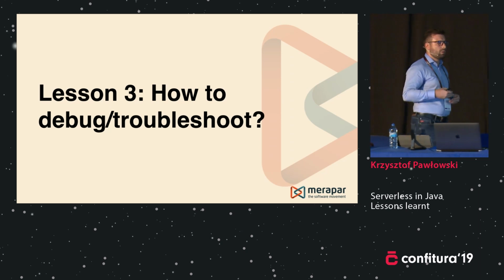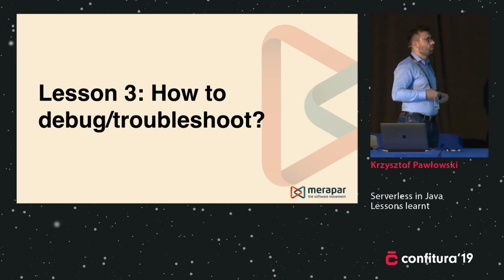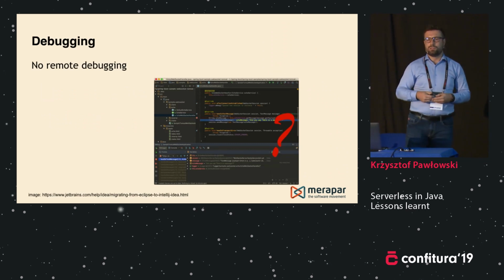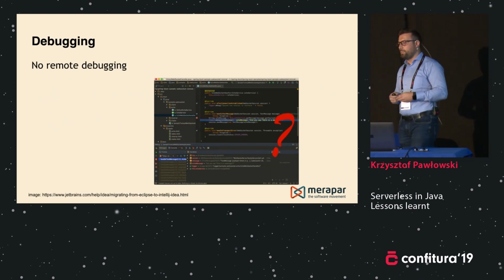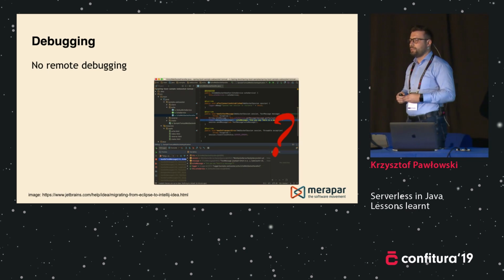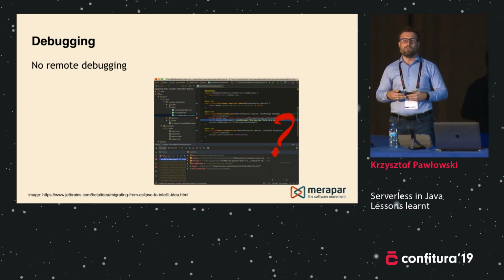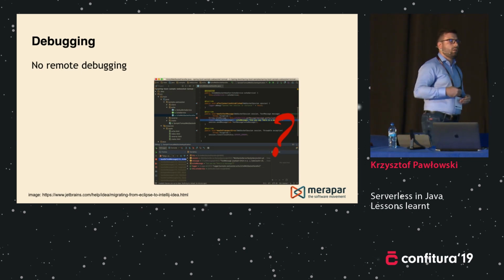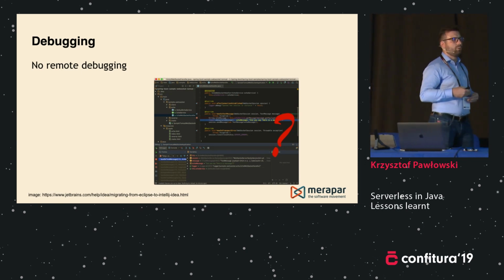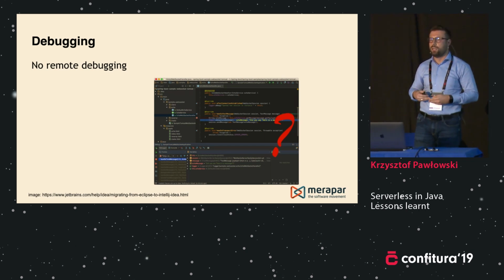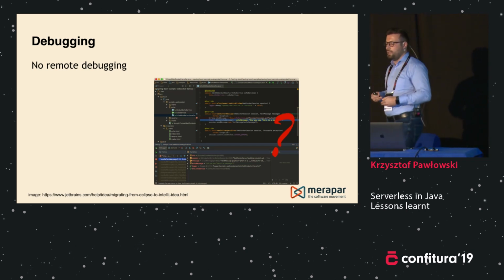Okay, so now one may say, okay, if I need to set up 3 components to actually run my code, what about debugging or troubleshooting of my application? So it might be a little bit disappointing, but there is no such thing as remote debugging of your Lambda functions. You cannot attach a debugger from your IntelliJ to a Lambda function running on AWS. It's not possible because of the security. You don't have access to those servers where your code is running.